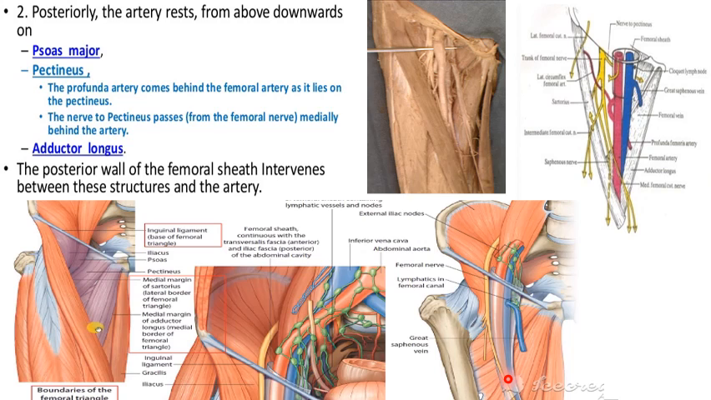So I repeat again, the posterior relations to the femoral artery from above downwards are the psoas major muscle, the pectineus, and the adductor longus. And the structures that are posterior to the femoral artery, which are between the artery and pectineus, are the profunda femoris artery and the nerve to pectineus, and the posterior wall of the femoral sheath. These are the structures that are related posteriorly to the artery.